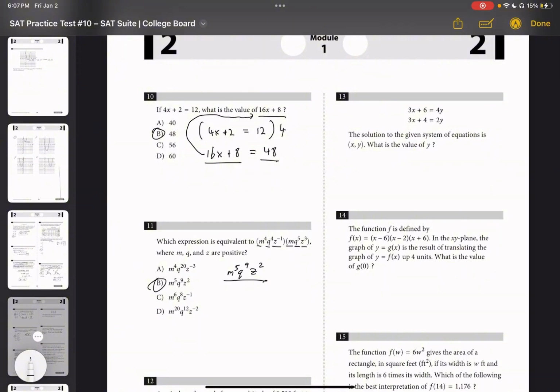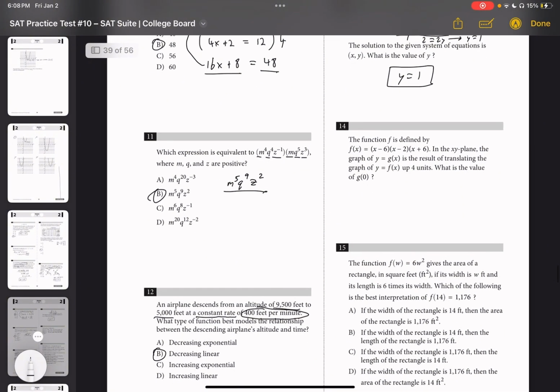Question 13, we have the system of equations right here. The solution to the given system of equations is x comma y. What is the value of y? Okay, to solve for y, we can simply just subtract this equation from the first one. These cancel out, then we get 6 minus 4, which is 2, and we get 4y minus 2y, which is 2y. So y is going to be equal to 1. What is the value of y? 1. That's our answer. We can move on.